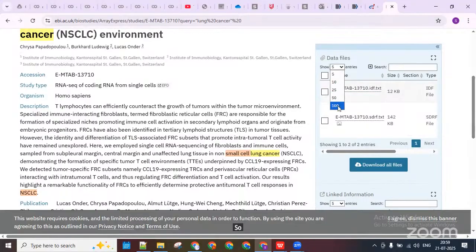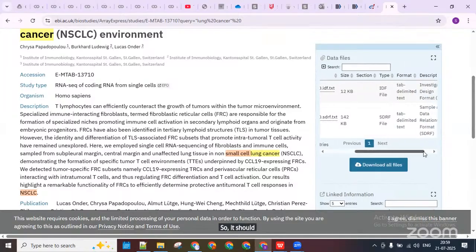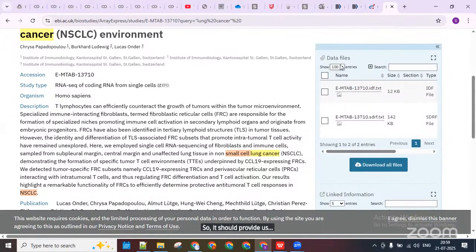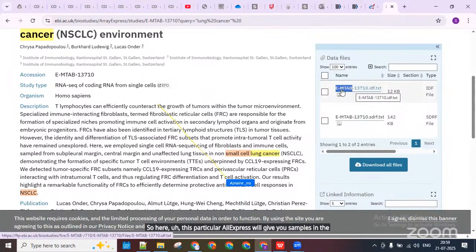So maximum we can try to see, because we have 27. So it should provide us 27. So here, this particular ArrayExpress will give you samples with the keyword MAGE-TAB.